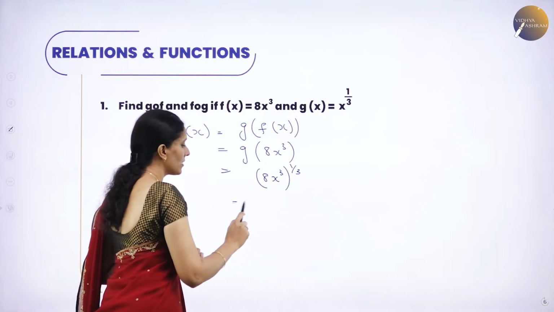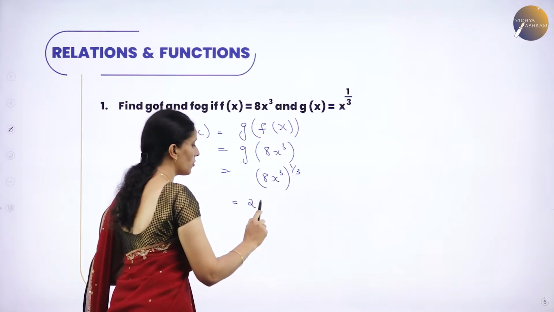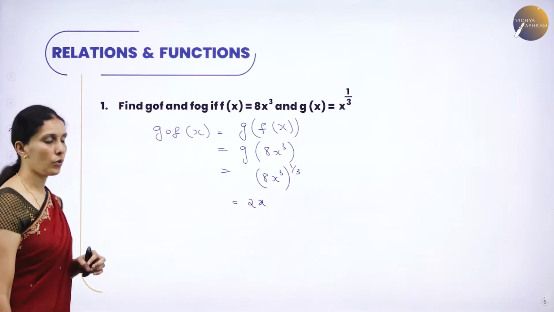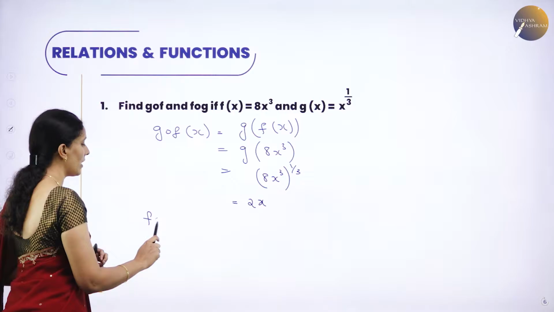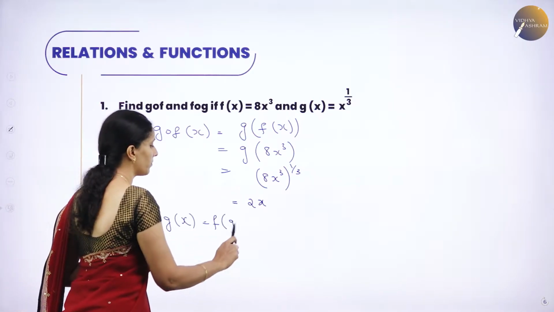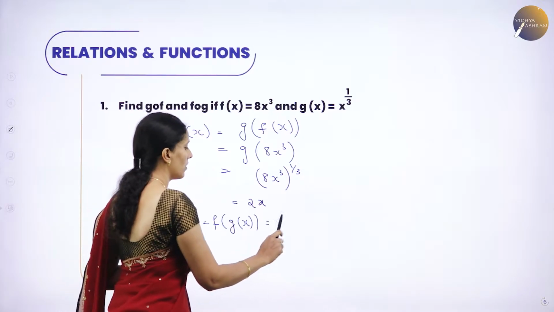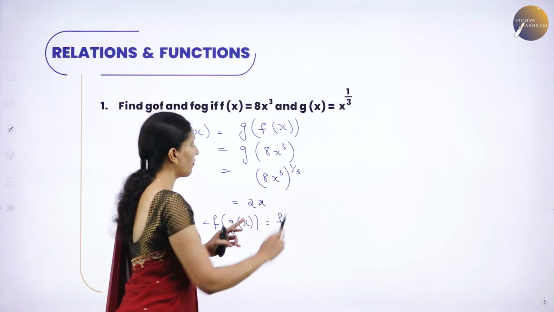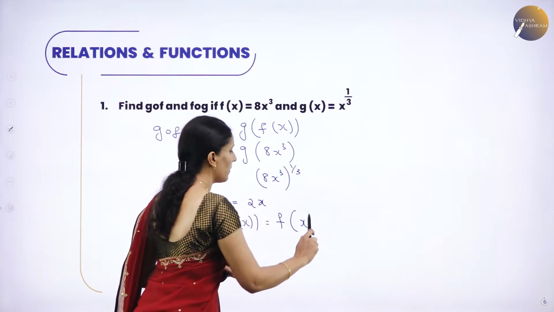Cube root of 8 is 2. Cube root of x cube is x. So it is 2x. Similarly, let me find f naught g of x, which is f of g of x. Here g of x is nothing but x to the power 1 by 3.